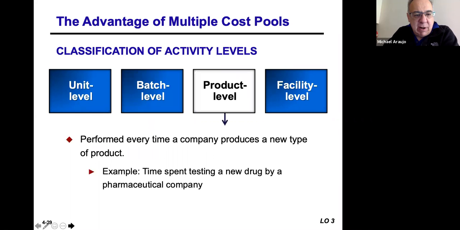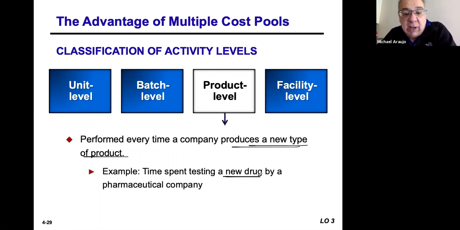And then there are product level activities, which are specific to when a company produces a new type of product. That's specific here with product level. So if a pharmaceutical company is producing a new drug, that's a new product. That new drug would be a new product. And so those would be product level activities associated with the production of a new drug.